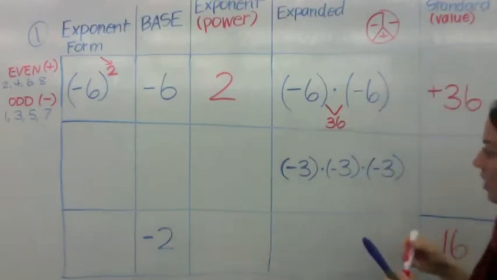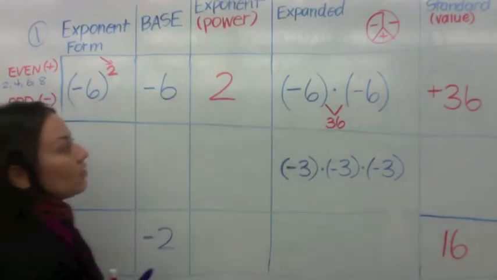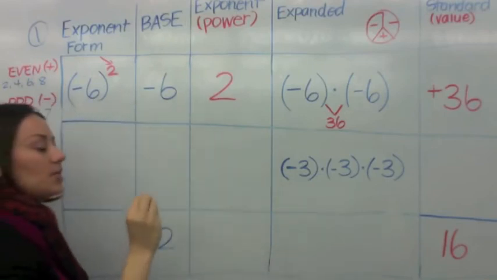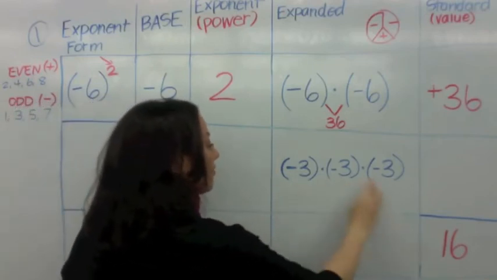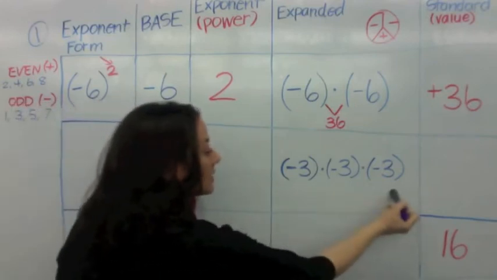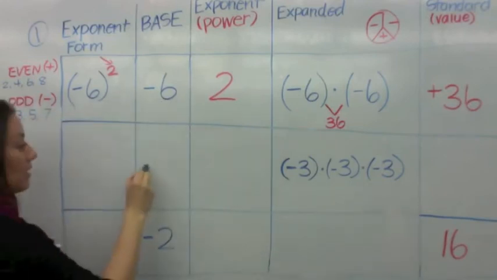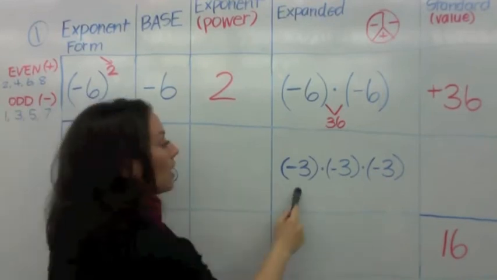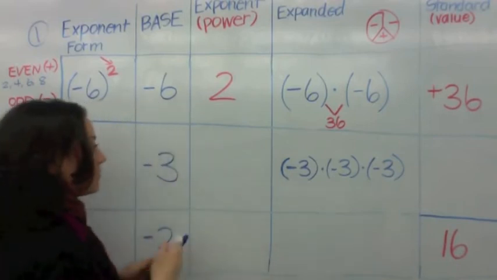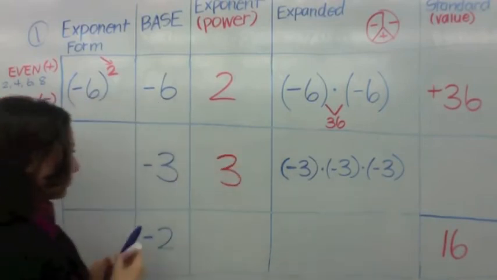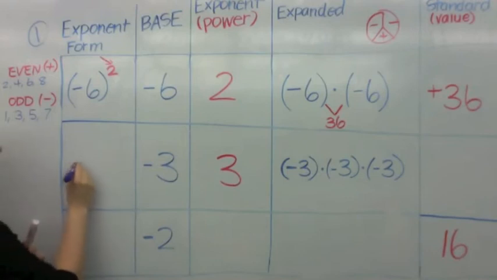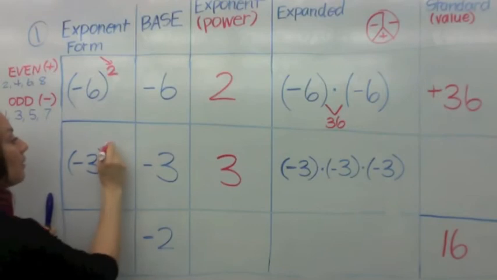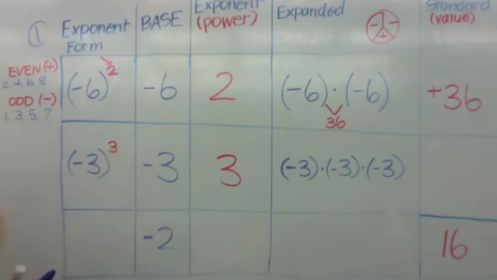Very nice. Now we're going to take a look at expanded form, and you have 3 negative 3's. How many times is negative 3 being multiplied by itself? What is the base? The base is negative 3. Count with me now: 1, 2, 3. Very good, 3 times. So in exponent form, we have negative 3, which has to be in parentheses, to the power of 3.